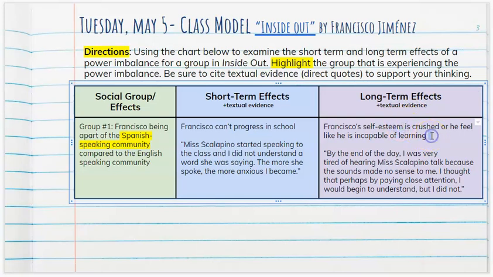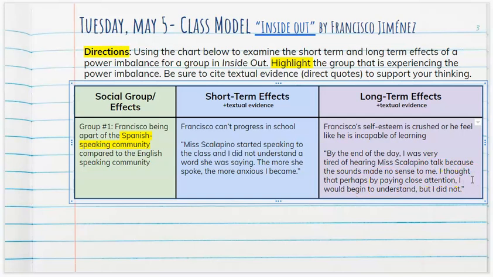And what we came up with is that Francisco's self-esteem is crushed, or he feels like he is incapable of learning. Every day he comes into school and every day he's not getting it, he's going to think that it's something wrong with him. And he's not going to have the confidence that he usually has whenever he's back at home in his previous school. And the quote that I used to support that says, "By the end of the day, I was very tired of hearing Miss Scalapino talk because the sounds made no sense to me. I thought that perhaps by paying close attention, I would begin to understand, but I did not."